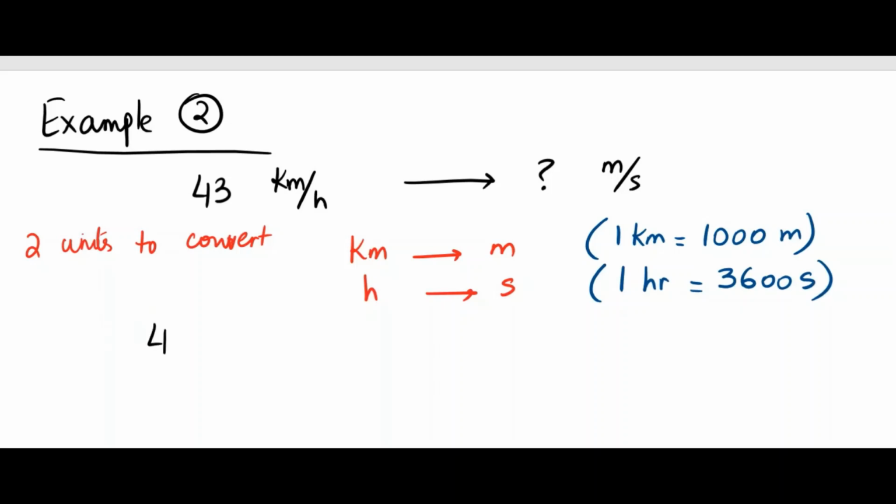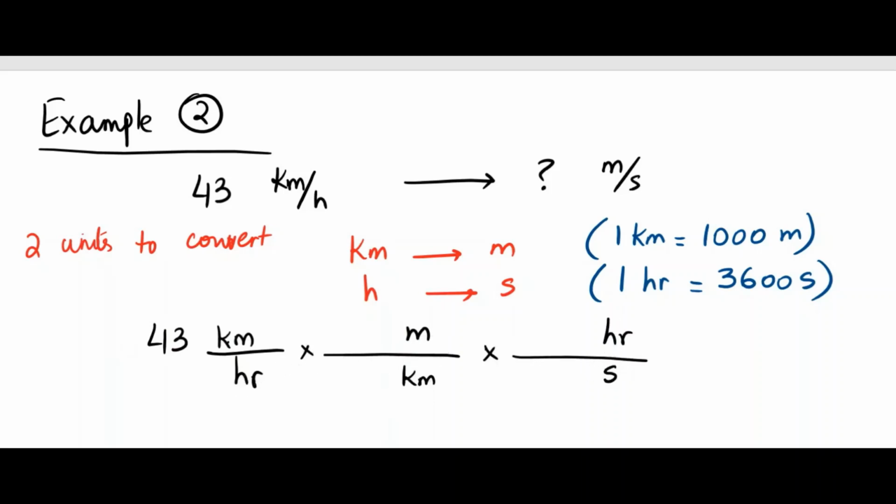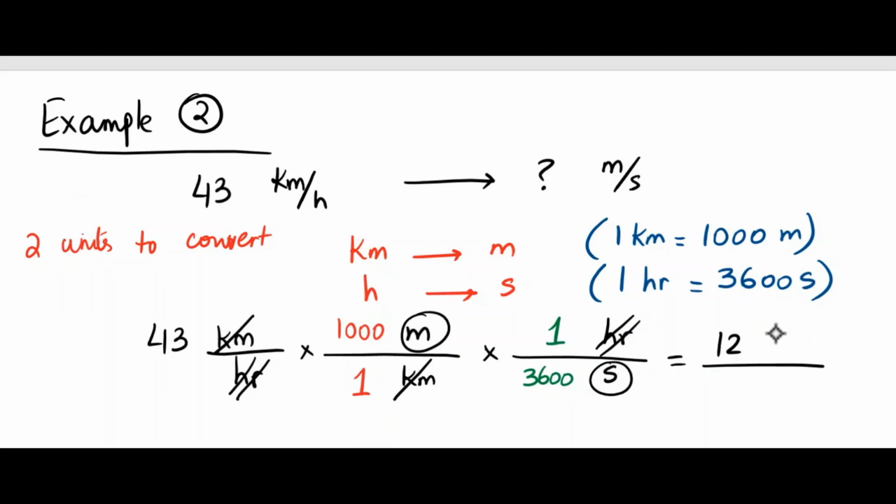Now using the same factoring method, I'll write down the number that is given to me that needs to be converted, write down the conversion factors in the form of a fraction, by making sure that kilometers get cancelled into meters, hours get cancelled into seconds. And then the rest is multiplying and dividing the numbers. So my final answer is meters per second.